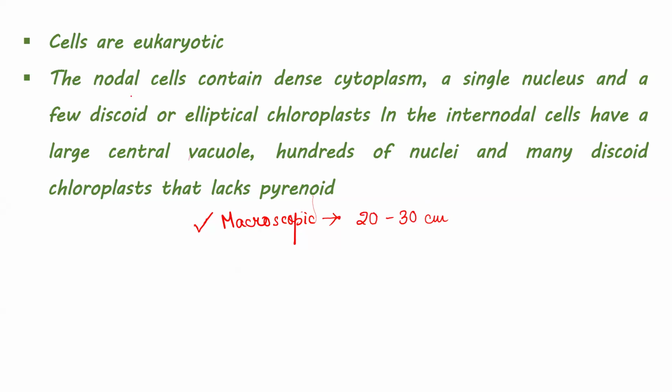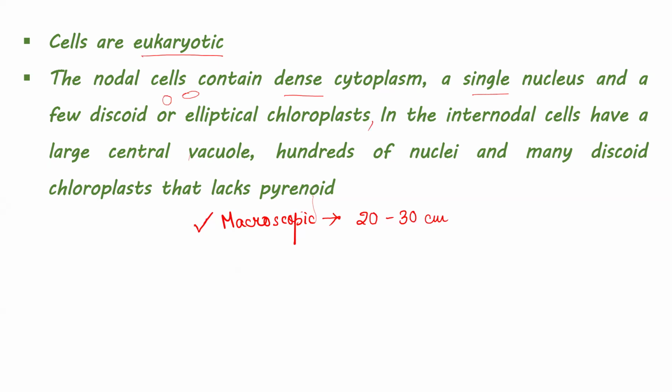Right, now here you see the cells are eukaryotic. That means they are advanced, they are not primitive. The nodal cells contain dense cytoplasm. You'll have to remember these points. A single nucleus and a few discoid or elliptical chloroplasts. Discoid means disc-shaped. Either disc-shaped or elliptical. Okay.